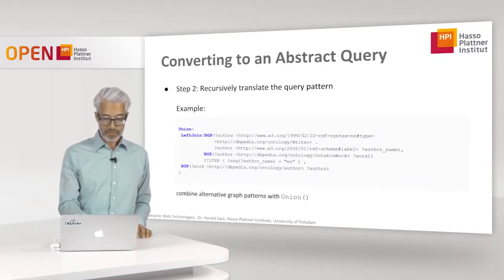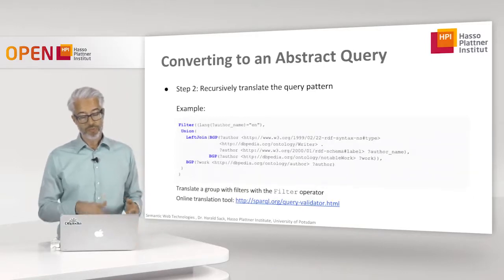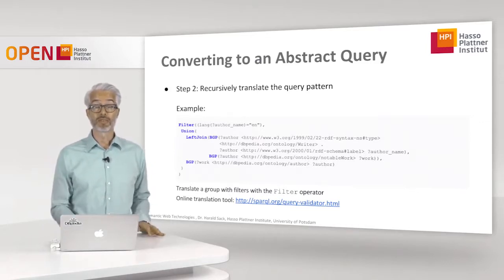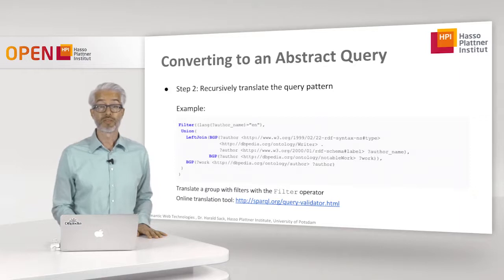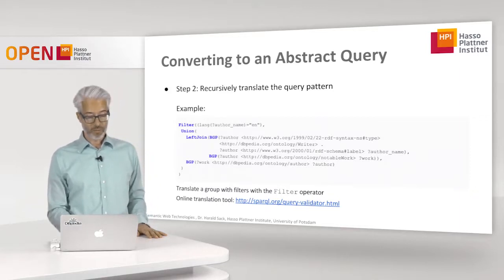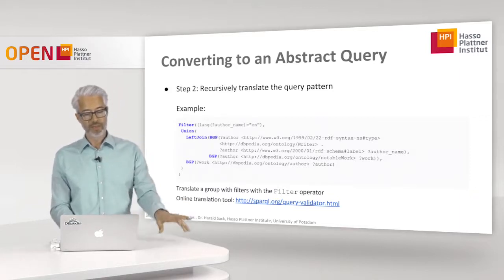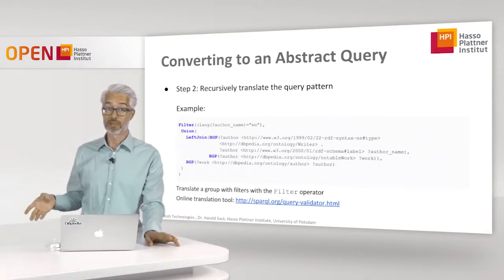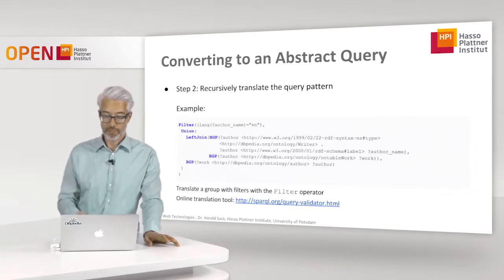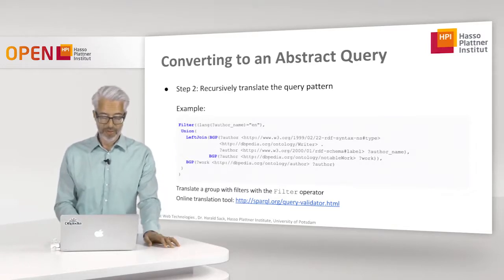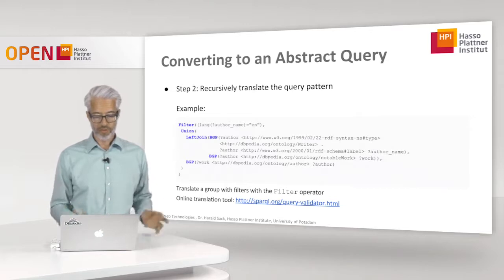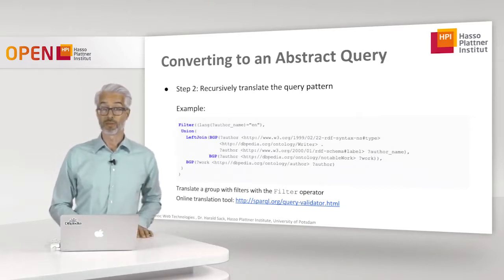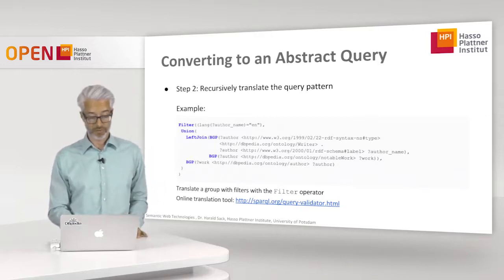And the last thing that is missing here is the filter expression. We execute the filter expression over the overall result, and we filter in the following way: we apply a filter with the following condition on all subsequent abstract SPARQL query expressions, as you see here. So I translate a group with filters with the filter operator, which might be, as in our case, also only a single filter.